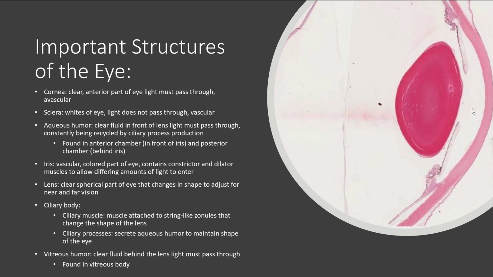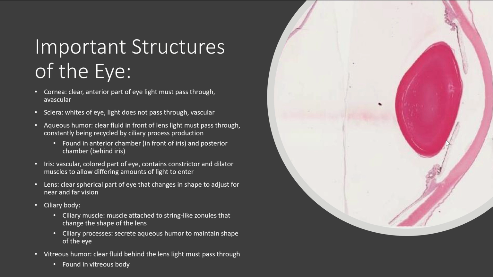Okay, so it's found in the anterior chamber. The anterior chamber is in front of the iris, and the posterior chamber is behind the iris. So it's found in both of those. Okay, and it constantly has to be recycled from the posterior to the anterior chamber. Okay, and all of that's in front of the lens.